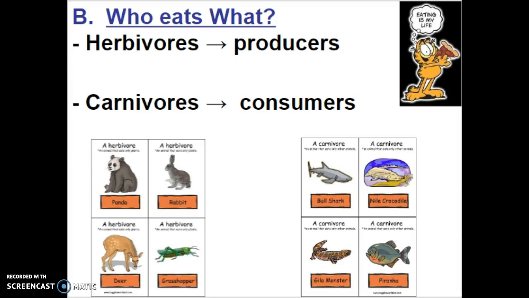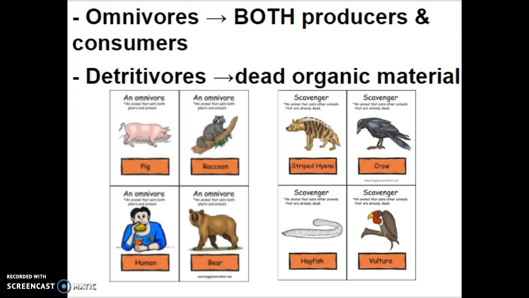So herbivores, of course, these are the consumers. Herbivores are our plant eaters. Carnivores, these are consumers, of course, and they are exclusive meat eaters. And the old omnivores, remember omni in Latin means all. So omnivores will eat both producers and consumers. And detritivores, sometimes they're called scavengers. Detritus in Latin means garbage or waste. So detritivores are kind of like the janitors of the ecosystem. They clean up the dead organic material.